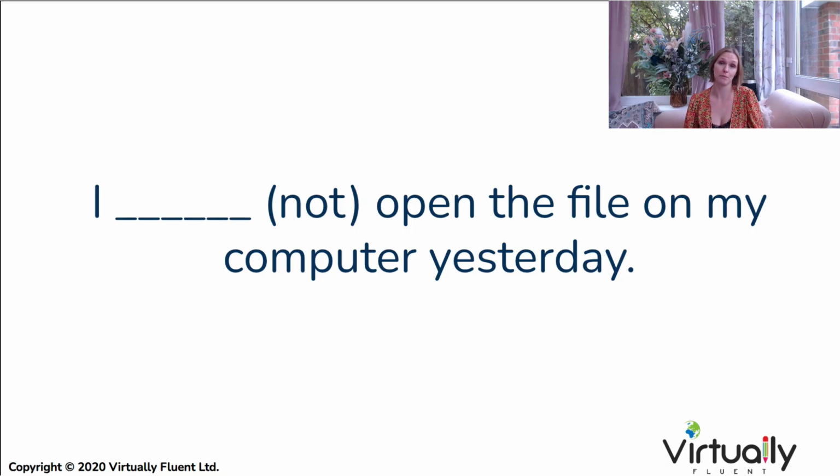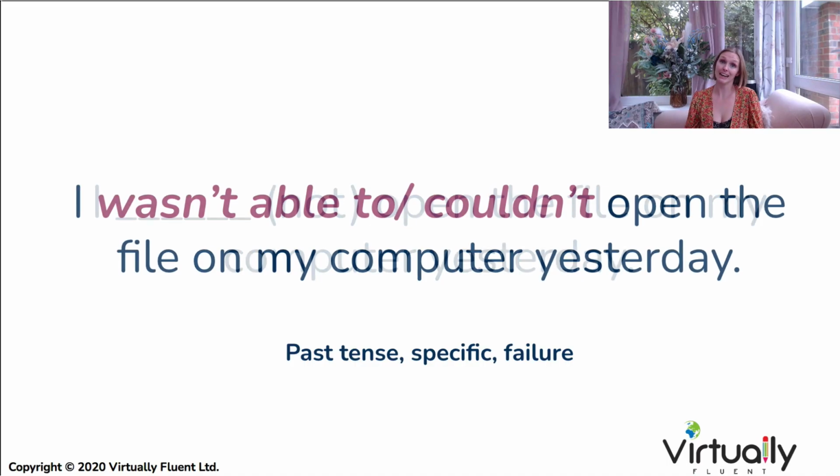And our final example is I not, so this is in a negative form, opened the file on my computer yesterday. Again, that key time word yesterday tells us it's the past tense, so that eliminates can as an option. This is again a really specific situation, a one-off event. However, this time because it's negative, it is a failure. Remember I mentioned earlier when talking about a failure, a specific failure event, couldn't is a great alternative to not be able to. So actually here we could use both of those options. I wasn't able to open the file or I couldn't open the file.